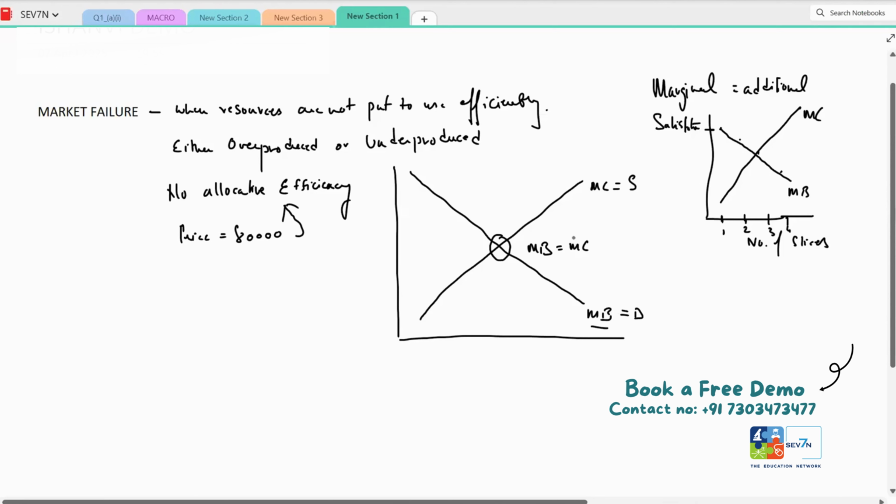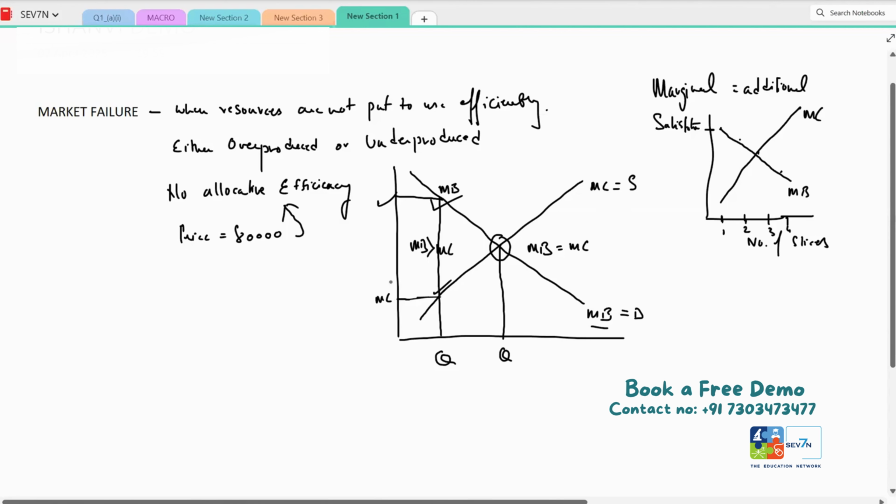Understand in this graph, if let's say this is the optimal quantity for allocative efficiency. But let's say अब quantity कम हो गई है. At this quantity ये डिमांड को हम मार्जिनल बेनिफिट बोलते हैं. तो मार्जिनल बेनिफिट इतना है लेकिन मार्जिनल कॉस्ट इतना है. Is this allocative efficient? No. Because we can clearly see that marginal benefit is greater than marginal cost.